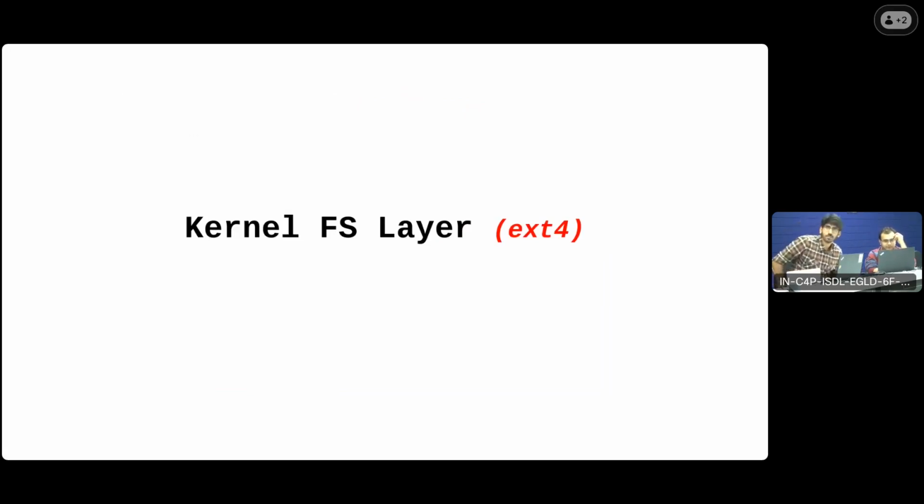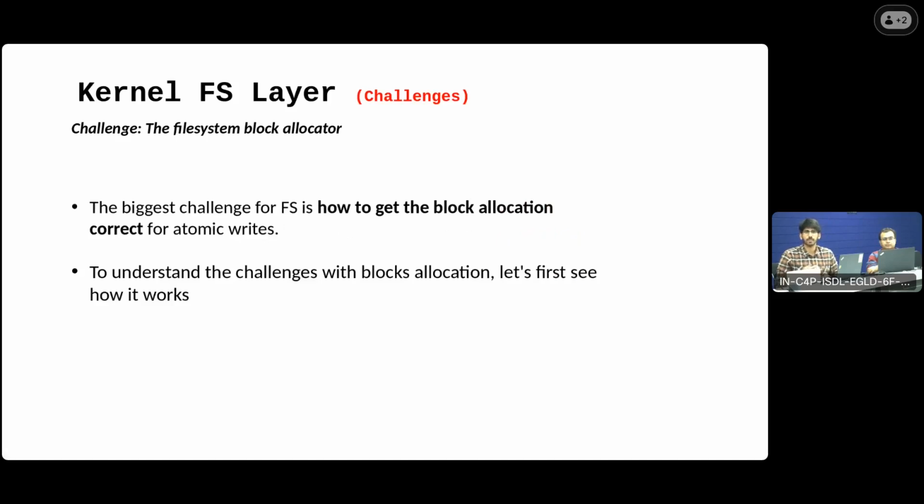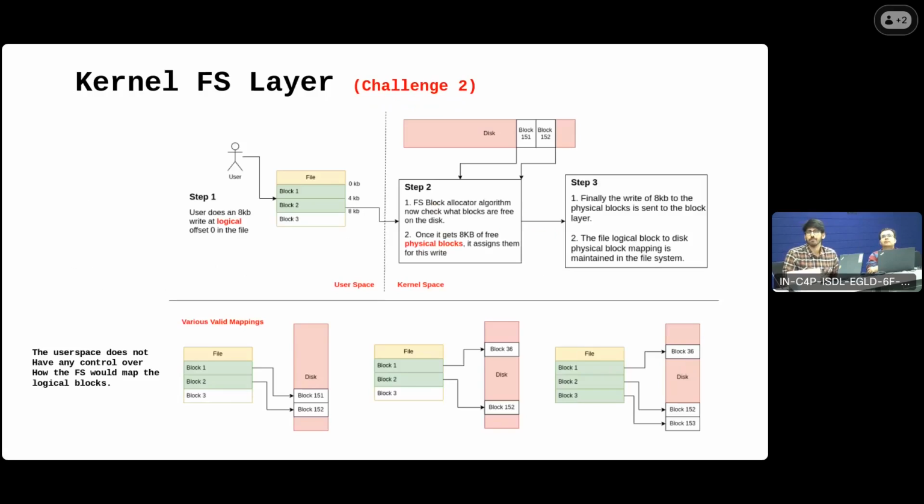Yeah. Thanks for the overview, Ritesh. So we saw the different changes that are needed and different challenges we faced implementing atomic writes in various stacks. So let's see on the file system layer what it means to have atomic writes and what changes are needed. To understand that, we need to understand how block allocation works in the file system, because that is one of the biggest challenges in the file system layer to implement atomic writes.